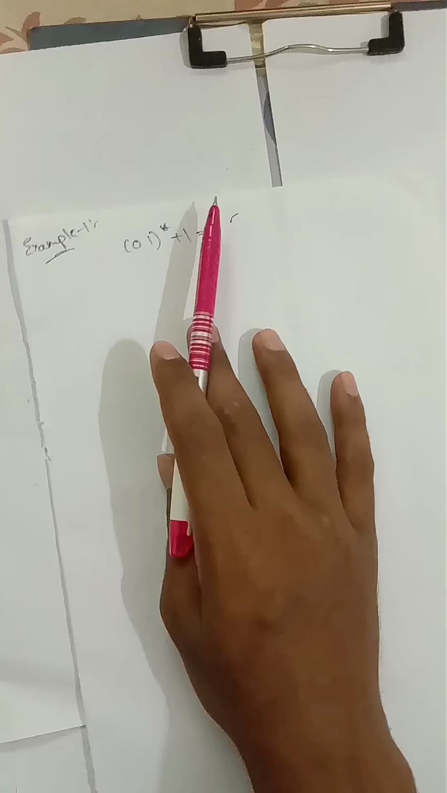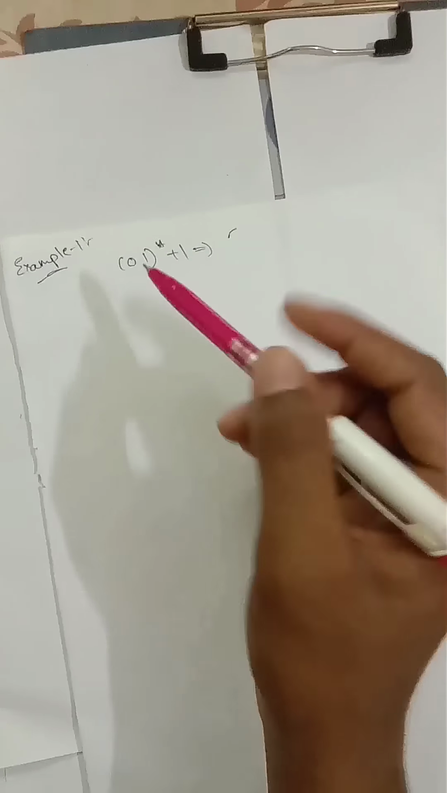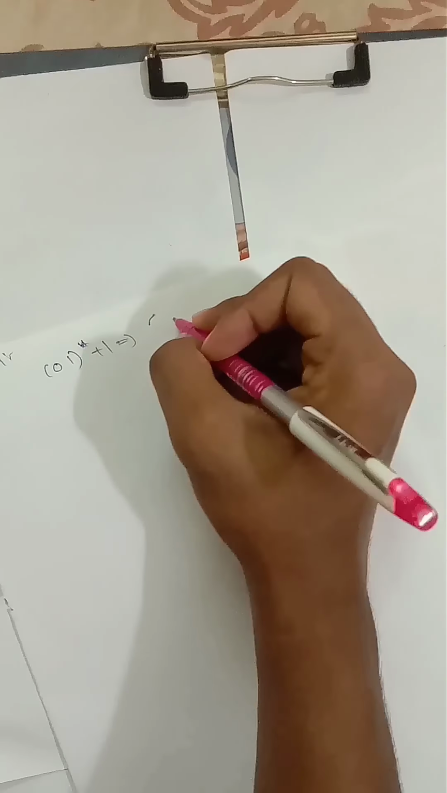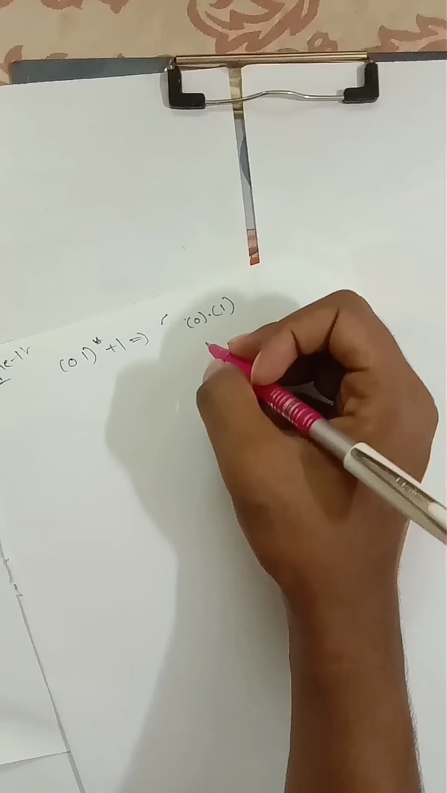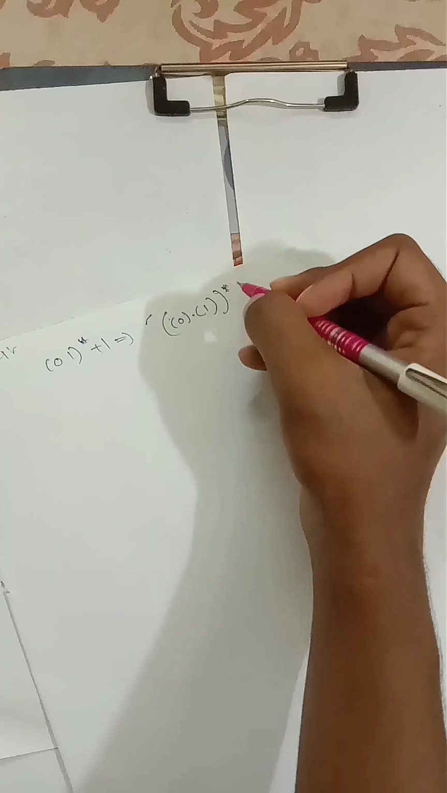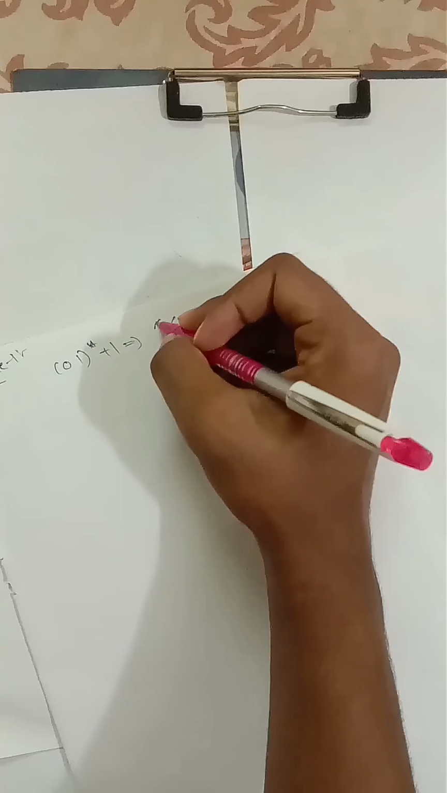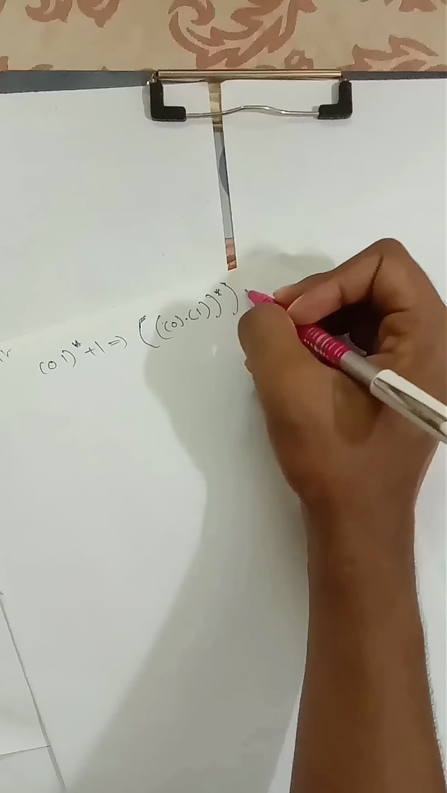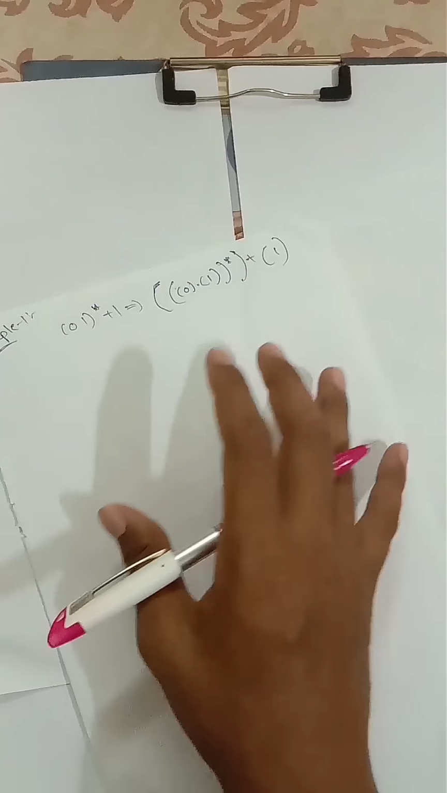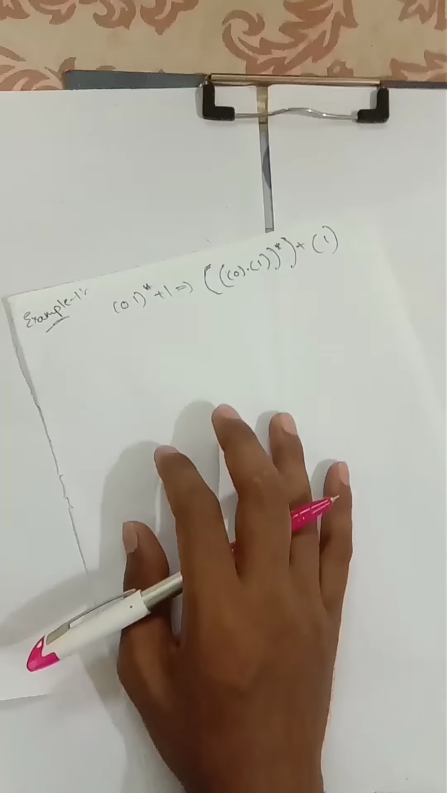Like this. First explore this expression in detail. First take the operation concatenation in between symbol 0, 1. Then add star operation for this. Then finally add union operation with symbol 1. So draw an automata for this stepwise.